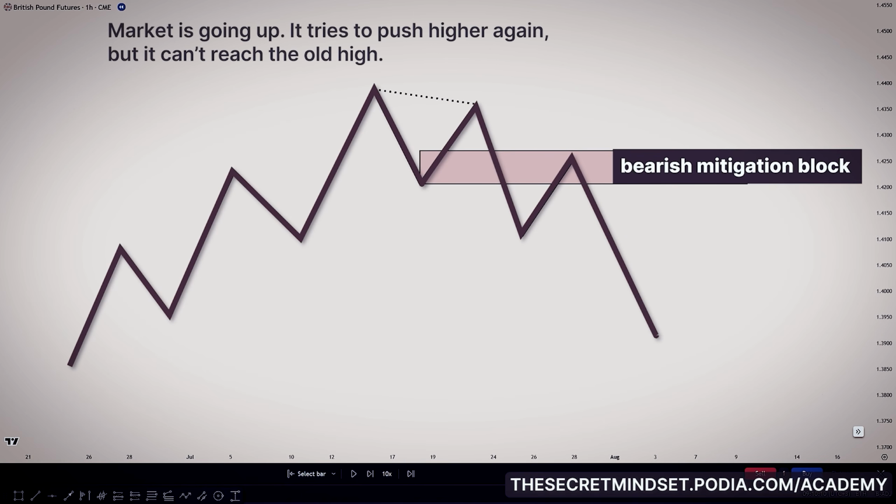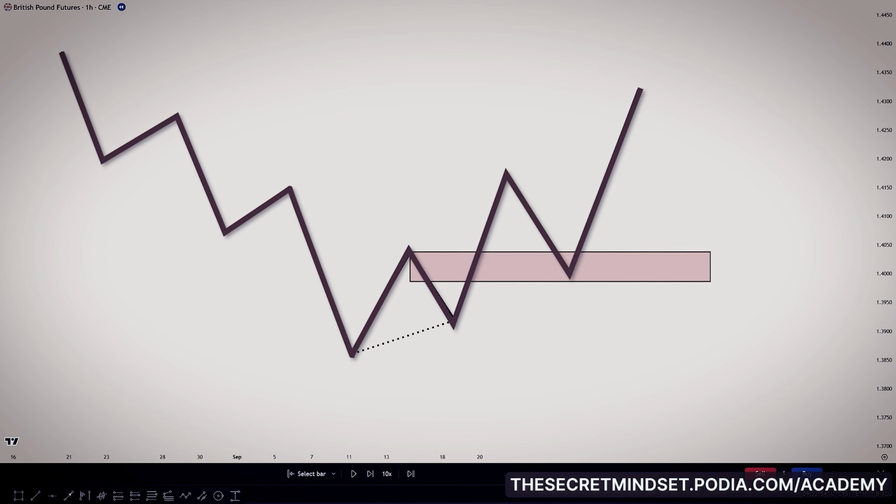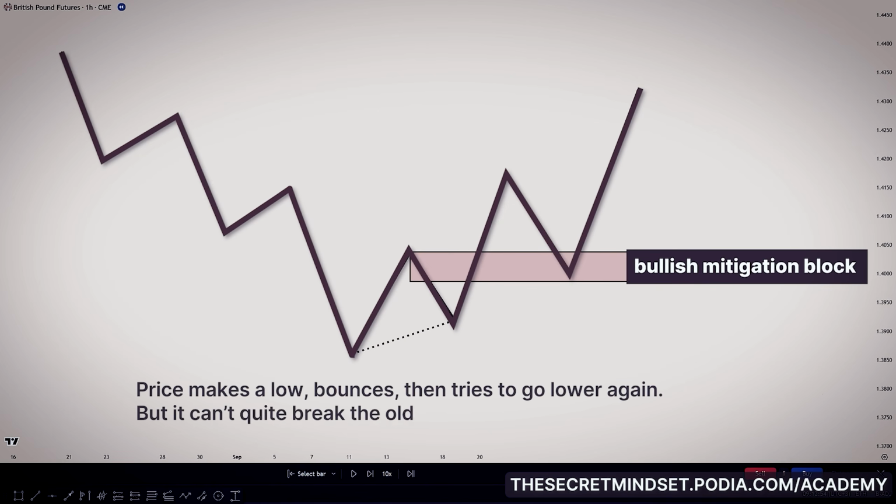Let's say the market's been going up. It hits a high, pulls back, then tries to push higher again. But this time, it can't quite reach the old high. That's a mitigation block. It's a hint that the uptrend might be in trouble. The opposite can happen in a downtrend. Price makes a low, bounces, then tries to go lower again. But it can't quite break the old low.